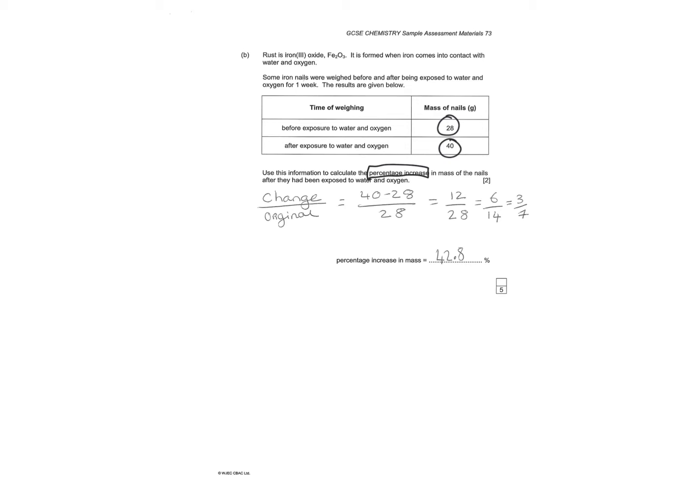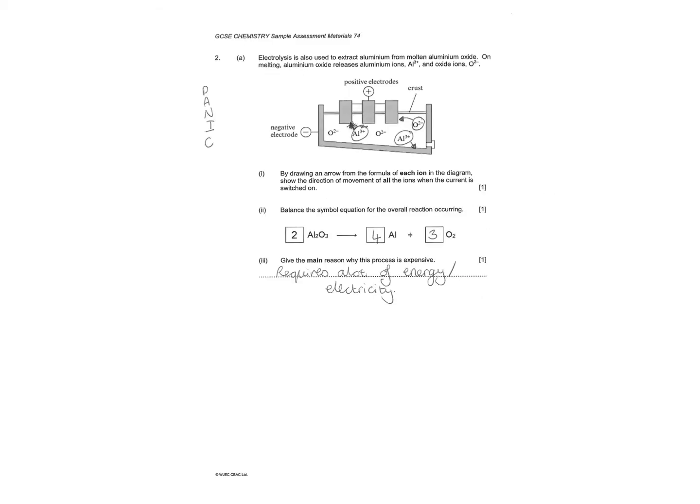And then that would give you 12 over 28, 6 over 14, 3 over 7. I just did that hoping it would work up to a number, it didn't, and then in the calculator it worked out to be 42.8%. Okay, you're going to have to times your answer by 100.